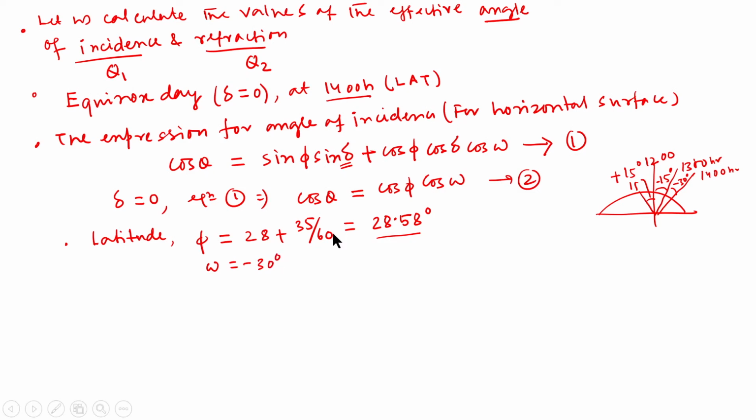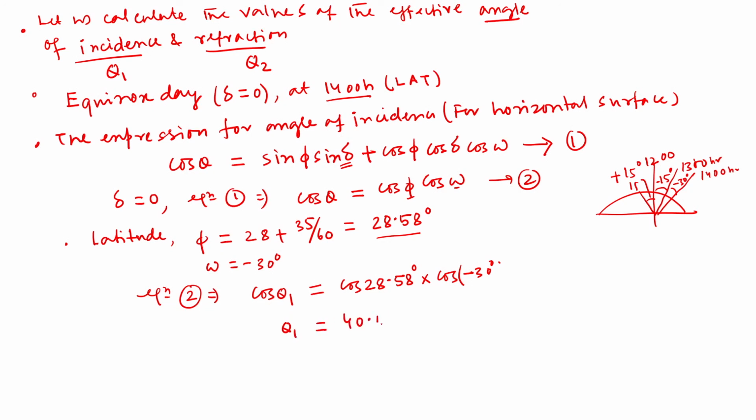So, omega is also known, then phi and omega are known, and we can use the equation to find out theta, and this theta is nothing but theta 1, okay. So, equation 2 implies cos of theta, this theta is nothing but theta 1, okay. So, cos of phi, 28.58 degree, multiplied by cos of minus 30 degree, okay. If we do the calculation, then theta 1 is found to be 40.49 degree, okay.